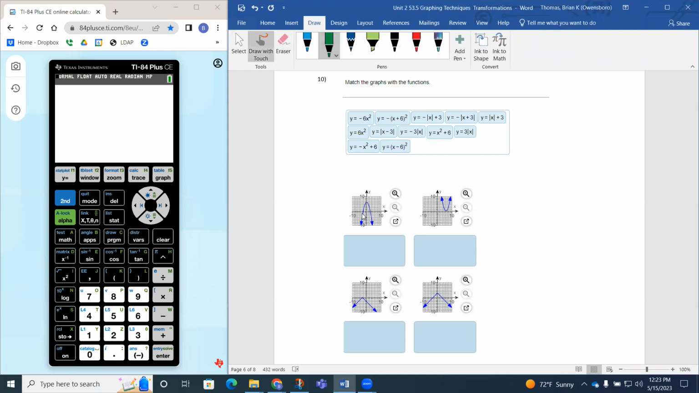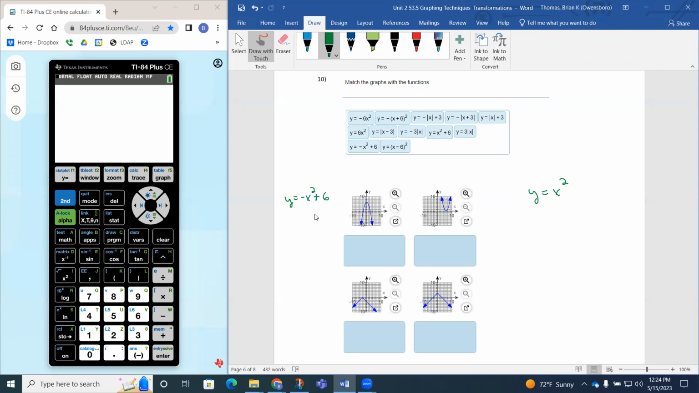The first two look like they're parabolas, so the parent function is y equals x squared. If I look at this first one, notice that it's been opened down. That's a reflection over the x-axis, so there should be a negative x squared present. But then it looks like it's been shifted vertically by maybe six or seven. Looks like the magic number is six here. Since it's been shifted vertically, I'm looking for maybe negative x squared plus six.